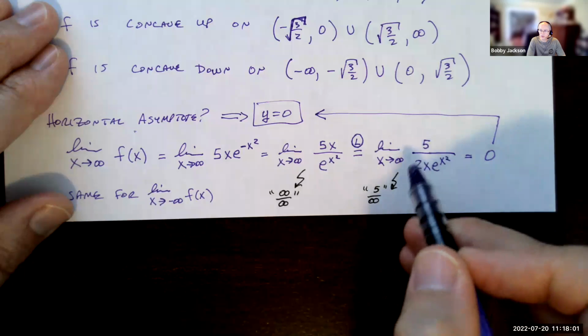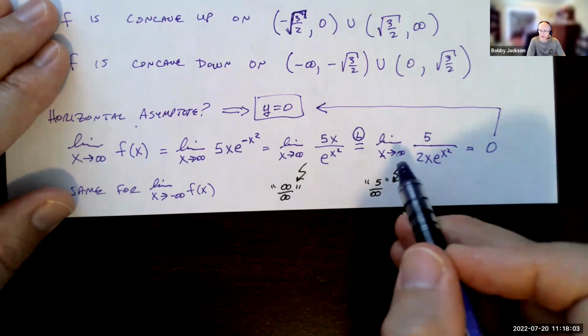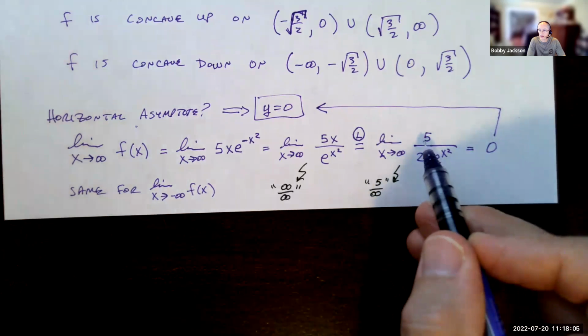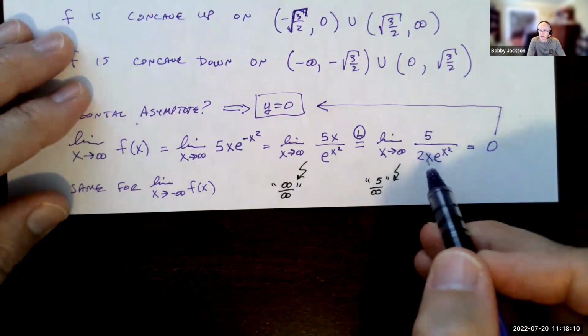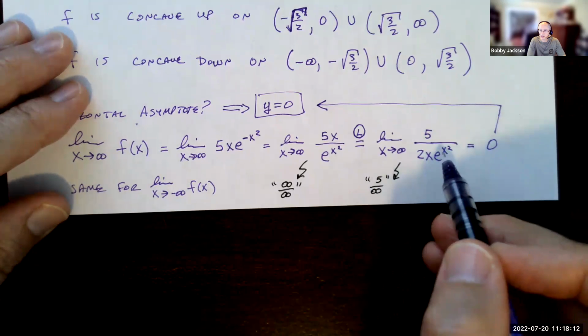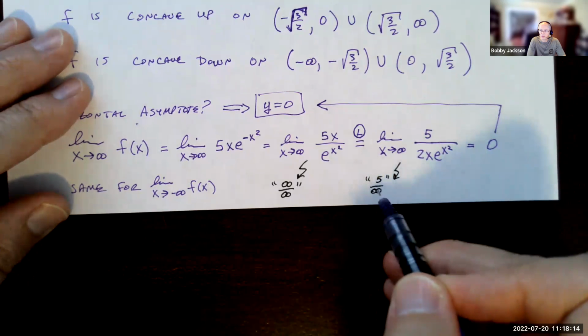Okay. Now this form is not indeterminate because as x goes to infinity, what's the top going to? 5. It's constant. It's just 5. The bottom is what? X is getting bigger. E to the x squared, that's getting bigger. That's going to infinity. 5 divided by infinity is determinate.